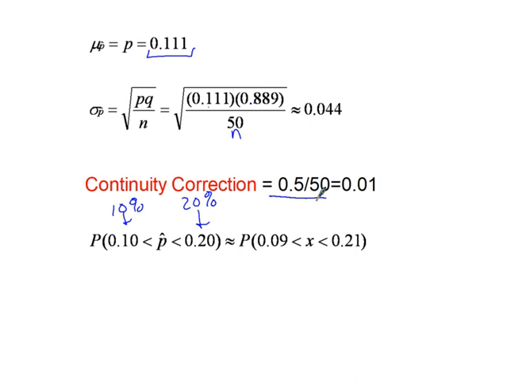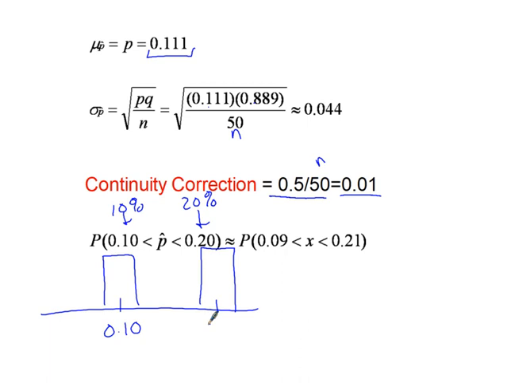It's going to be 0.5 divided by 50, again, because there's 50 people in Denver. So we're going to have to add or subtract 0.01. So now when I think of my rectangles, I think of a rectangle that's got in the middle of it 0.10, and another rectangle that has in the middle of it 0.2. Well, I want that edge and that edge.